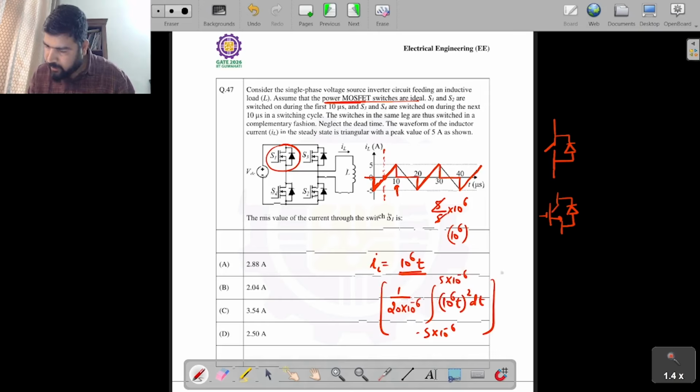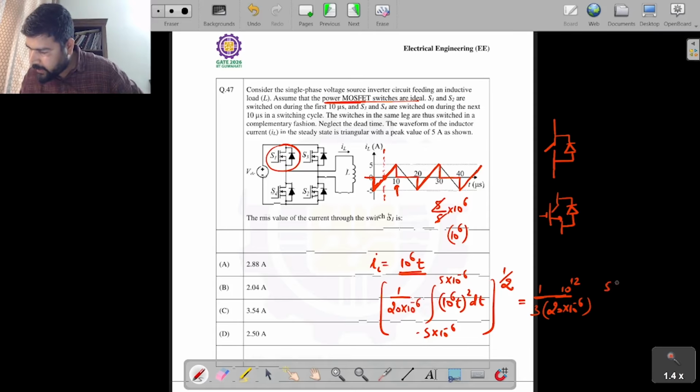Whatever this value will come, take the root of this. So if you simplify this, it will become 1 upon 20 into 10⁻⁶. This is 1 by t. This 10⁻¹² will come out from this integration. It will become t square, and integration of t square is t cube by 3. So 3 I have taken out, and t cube, so upper limit is 5 into 10⁻⁶, take the cube of that, minus lower limit, so minus, and it has to be cube, minus 5 into 10⁻⁶ cube, and take the root of this. Whatever this quantity comes out, take the root of that.